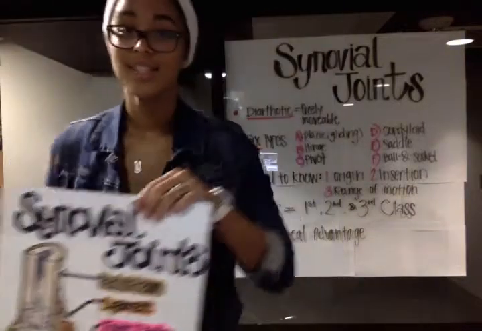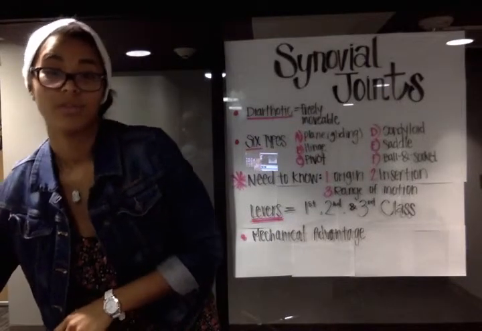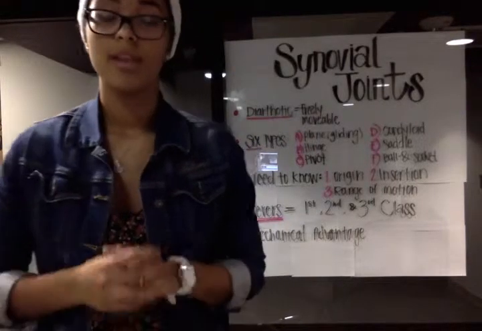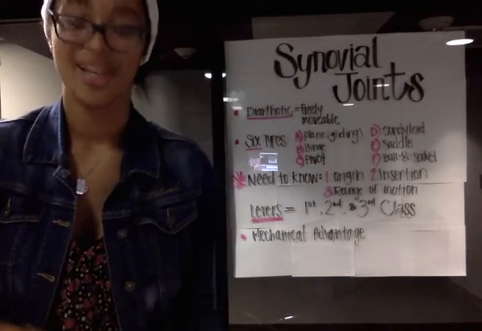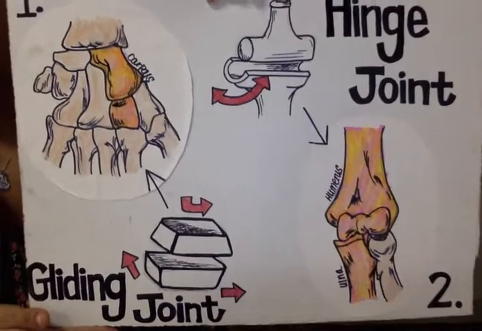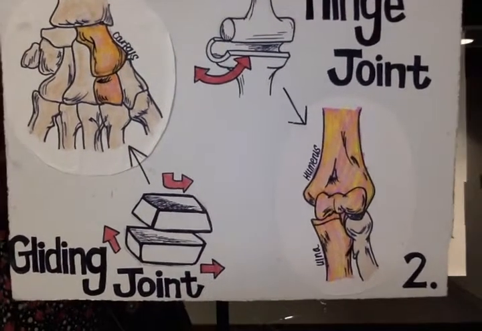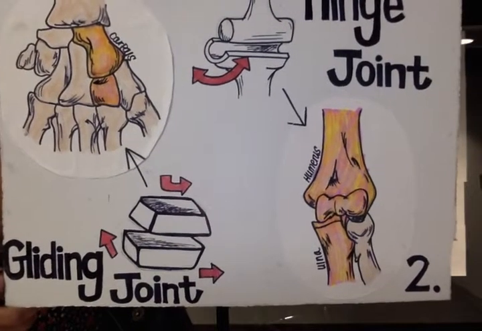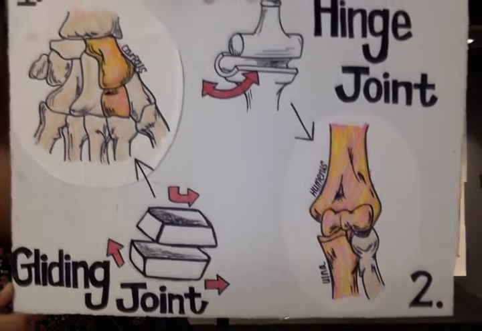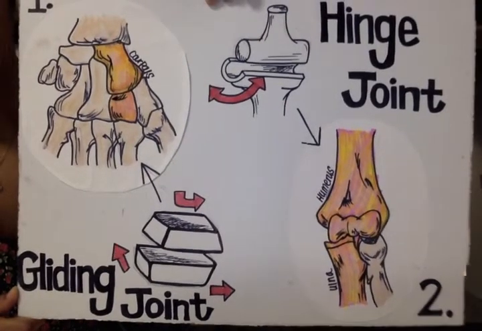So, let's get a deeper look at the 6 different types of synovial joints found in the human body. The first 2 are gliding and hinge joints. As you can see, the gliding joint is a joint caused by a sliding movement in either direction on one plane. It is non-axial. This can be seen in the carpals, vertebrae, and tarsals.